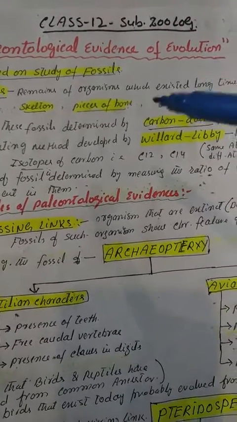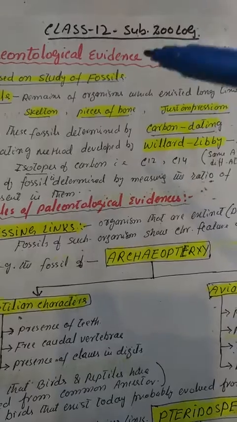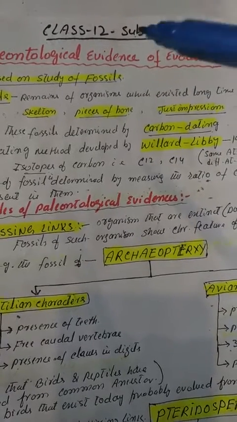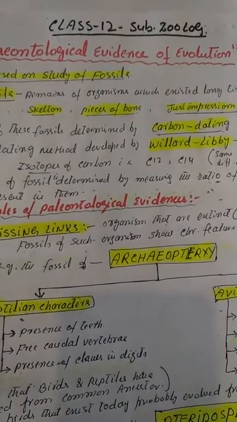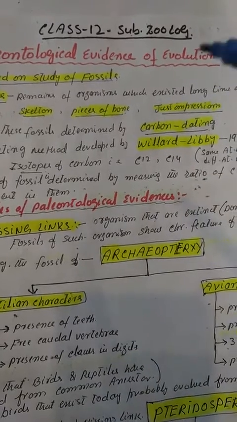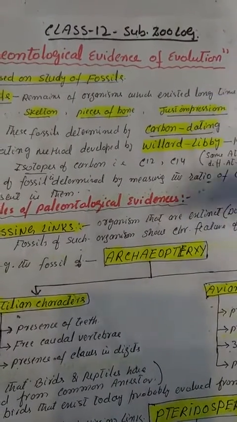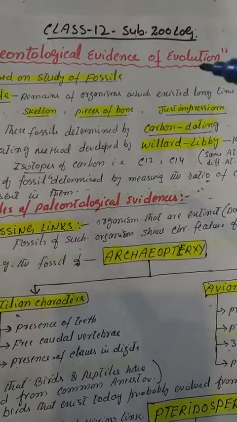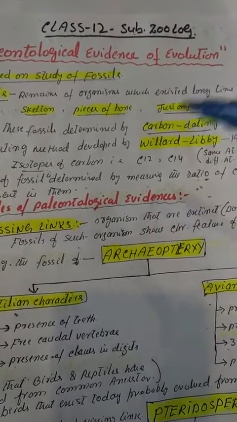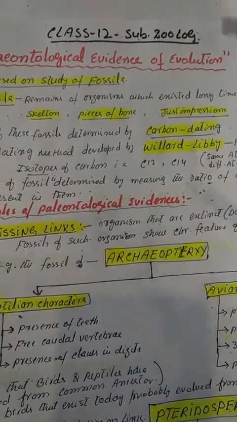And by the careful analysis of the distribution of fossils in different strata of rocks, we can come to the conclusion of how life has evolved from simpler forms to the complex ones.